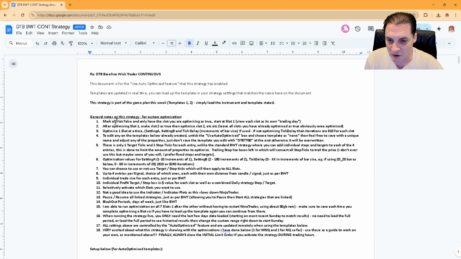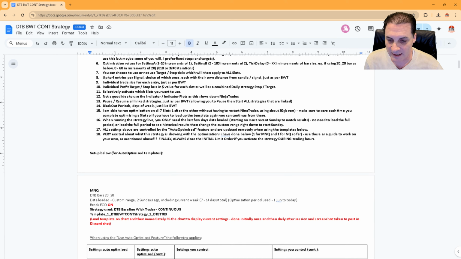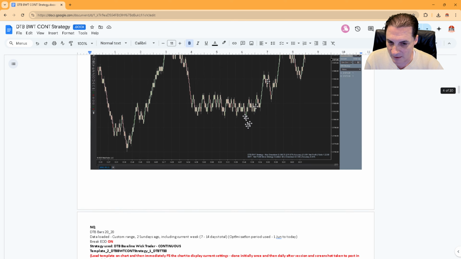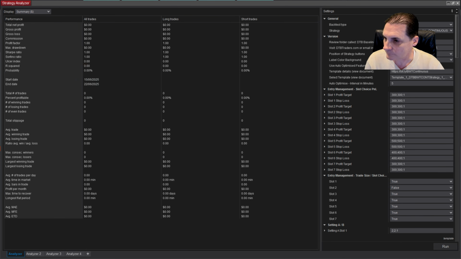It basically starts off with marking all slots as false and only using the slot that you're currently in for optimization. But read through this, because it's very handy to understand how this actually works. And then obviously we've got our templates below over here, which are the ones that we're going to be using on our game plan for the week ahead.